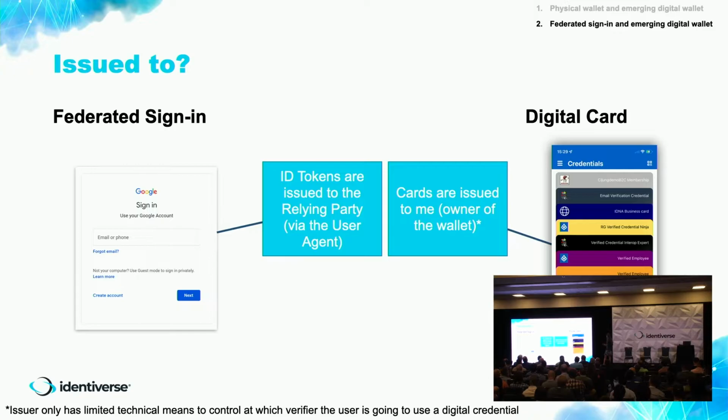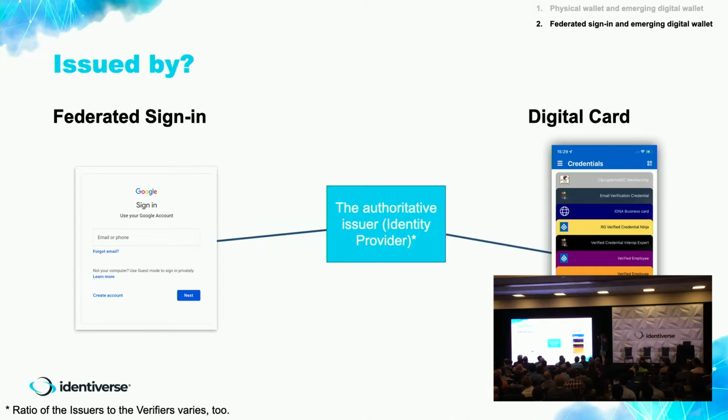So who are these cards issued to? In the federated sign-in, we're going to use issuer-signed tokens, right? So they're issued directly to the relying party, just like the Department of Motor Vehicles in Washington sent the card directly to the hotel. Who are they issued by? Well, in both cases, they're issued by an authoritative issuer, right? So you need an authoritative issuer. So maybe not that self-sovereign.